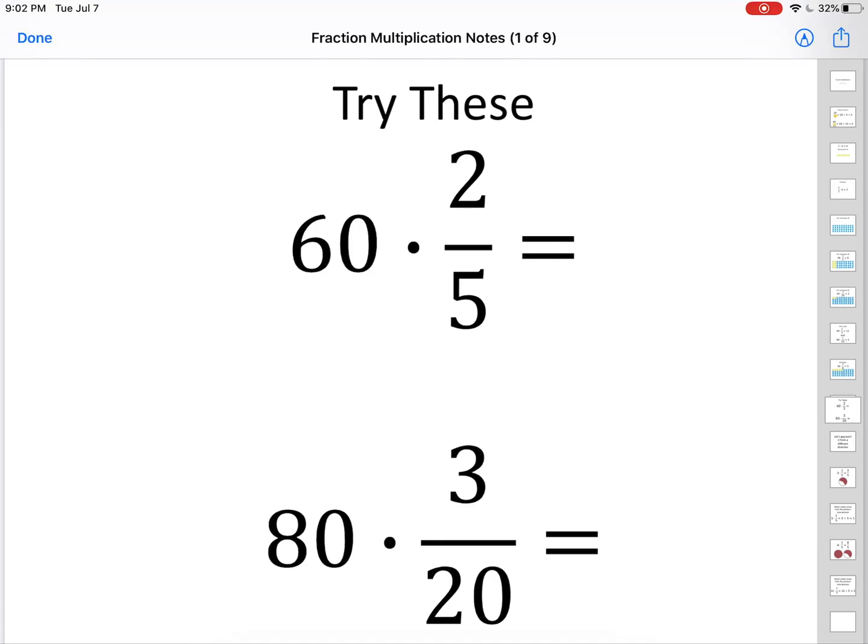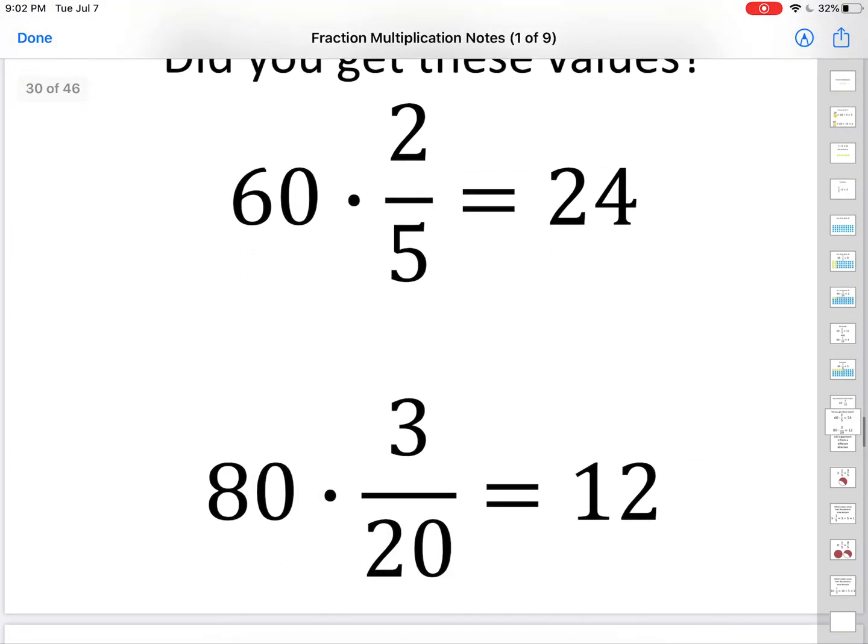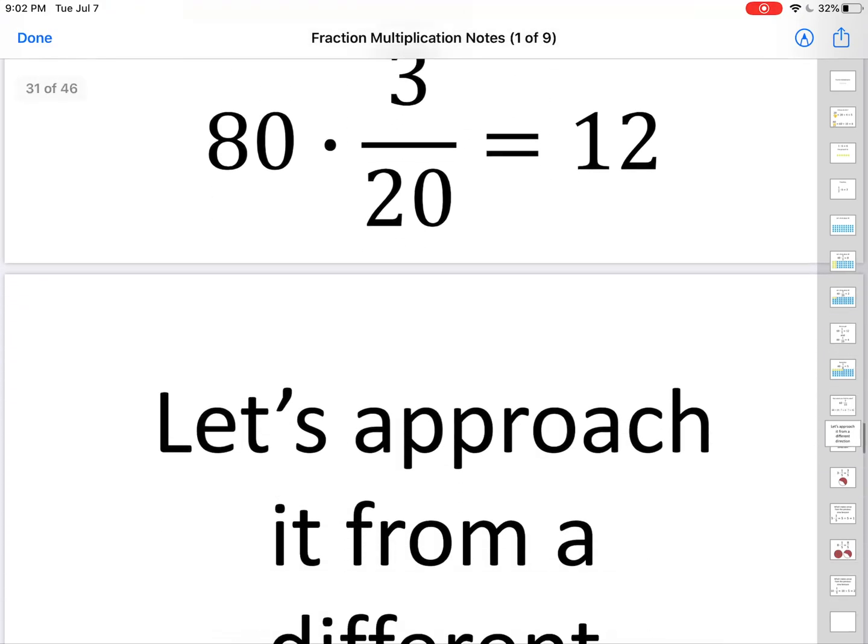You can use what you knew from before. You know what to divide by, you know what to multiply by. You should have the answers already. Did you get 24 and 12? 60 divided by 5 is 12. 12 times 2 is 24. 80 divided by 20 is 4. 4 times 3 is 12.